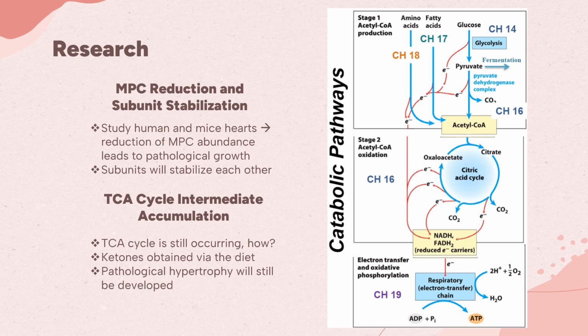Additionally, there were TCA cycle intermediates being accumulated downstream. So it is very questionable because how is this occurring if there is no pyruvate entering the mitochondria? How is the TCA cycle still happening?